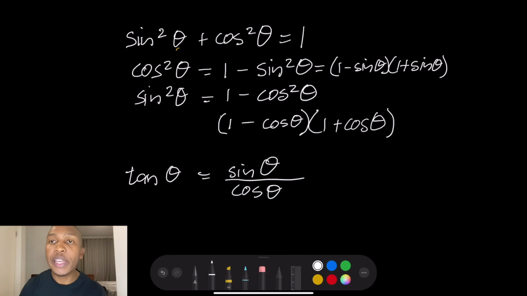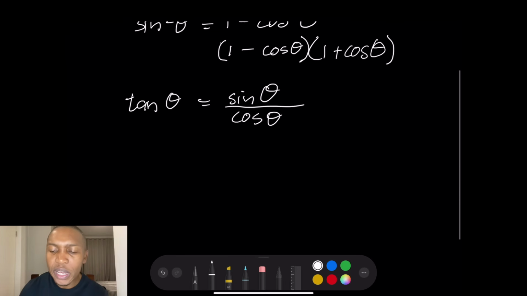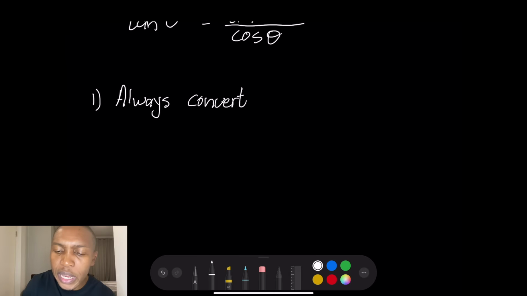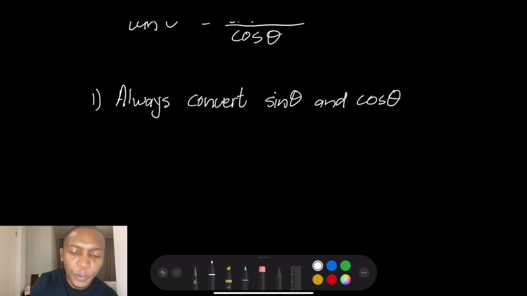Now, before we go any further, what I would like to do is just give you a couple of rules, nothing really too difficult, when it comes to trig identities. First of all, what are you going to do when dealing with identities? First, I want you to please remember the following. You must always try to convert everything. Always convert to sine of theta and cos of theta. So that's the first thing that we do.